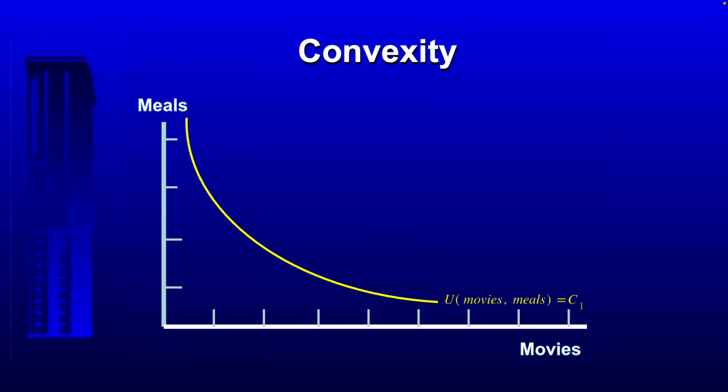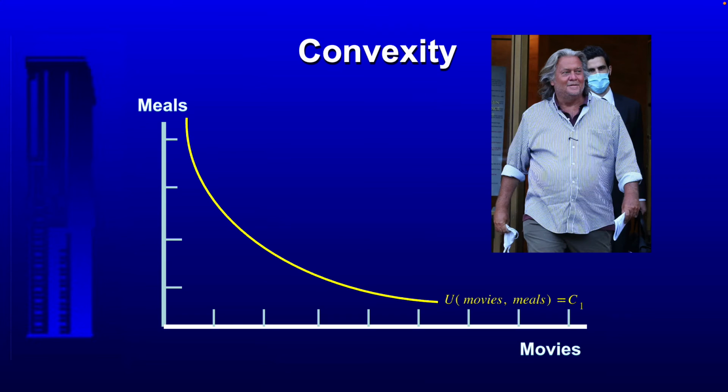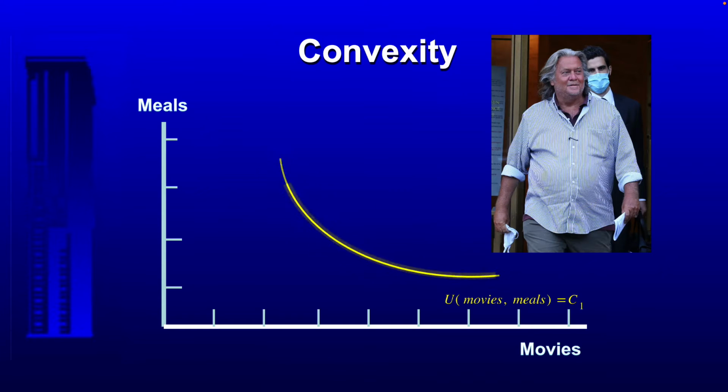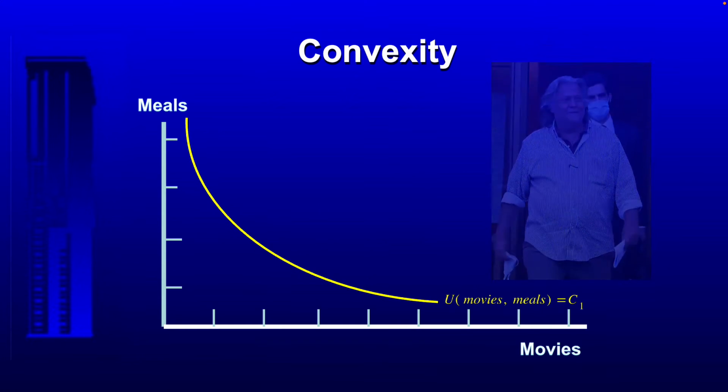Now, convexity is sometimes kind of a difficult thing to explain, but Mr. Steve Bannon here can help us illustrate it because he's got some rather convex features of his own. And we needn't say more about that.